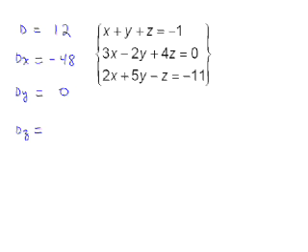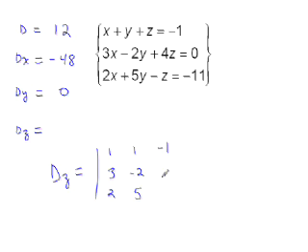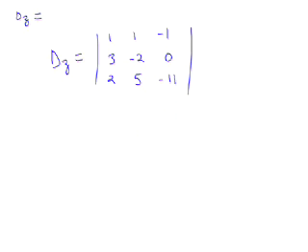We will now repeat this process one more time to figure out what d sub z is. So d sub z is formed by replacing our z column with the constants. So we will have 1, 3, 2, 1, negative 2, positive 5, and negative 1, 0, negative 11. And again, we will evaluate this 3 by 3 determinant using expansion by minors on column 1. So we will have 1 times its 2 by 2.